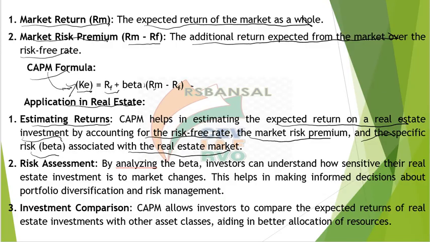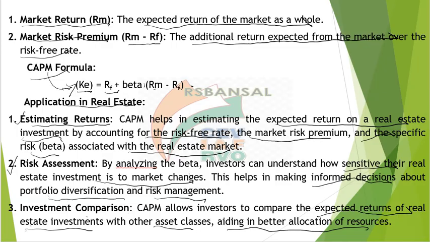So first thing, it will be used to estimate returns. Second, it will be used for risk assessment. By analyzing beta, investors can understand how sensitive their real estate investment is to the market changes. It will help in making informed decisions about portfolio diversification and risk management. Then it is also used for investment comparison. CAPM allows investors to compare the expected returns of real estate investment with other asset classes, aiding in better allocation of resources.